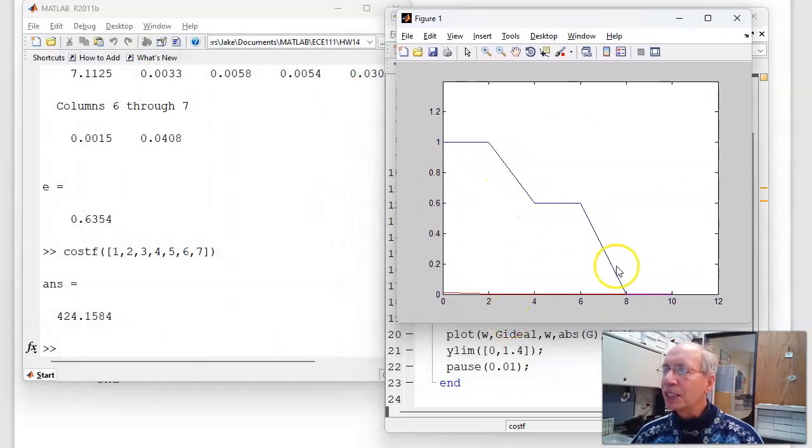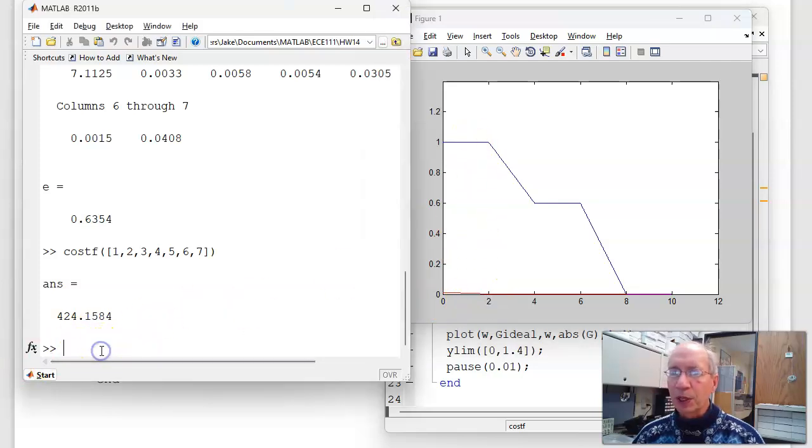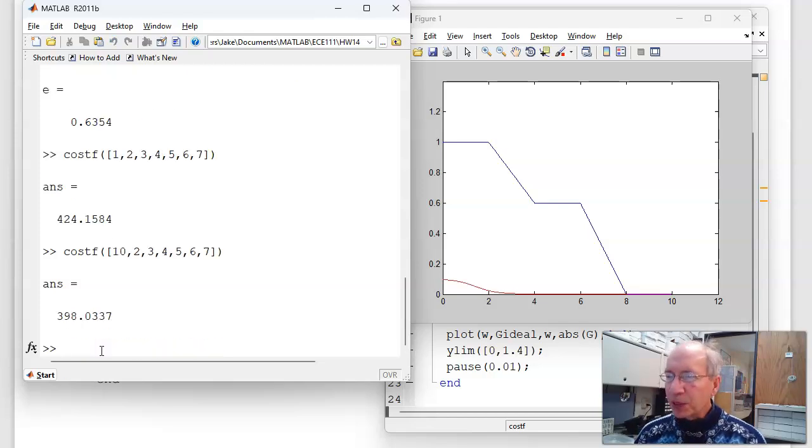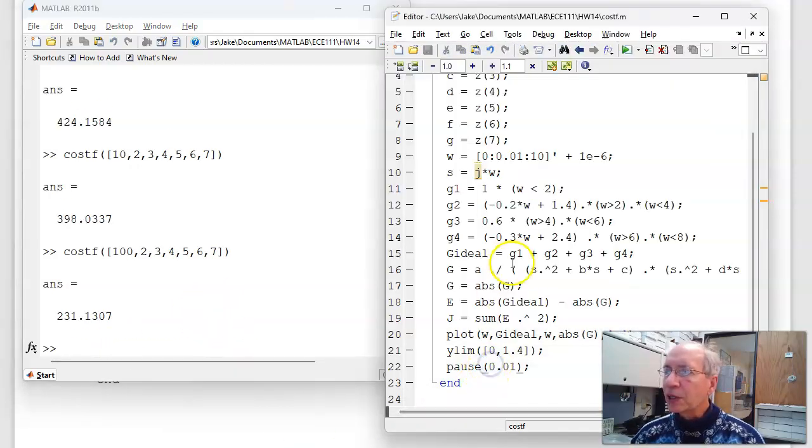Blue line is G ideal. The red line is my actual filter, and the sum squared difference is 424. Can I do better? So I can sit there and play around with the gains. So that's maybe a little bit better. I can look at the way it's set up. B and C is the second order polynomial. So this is in groups of 2.